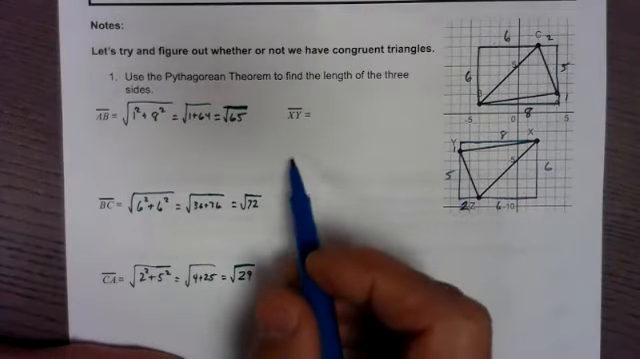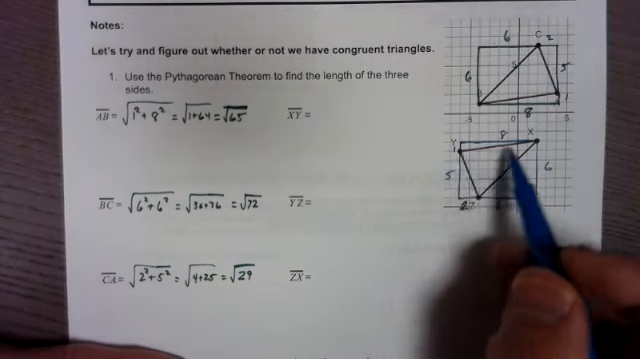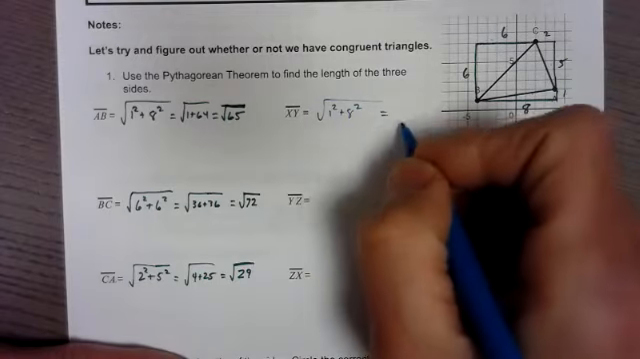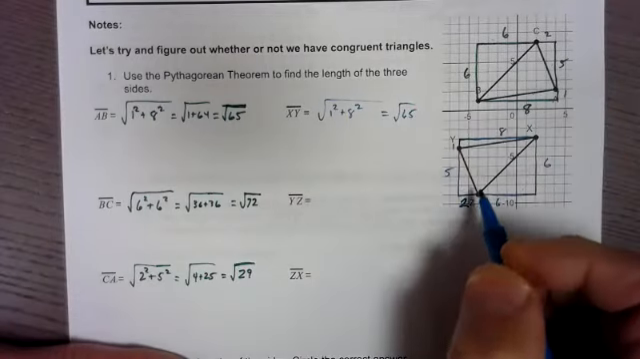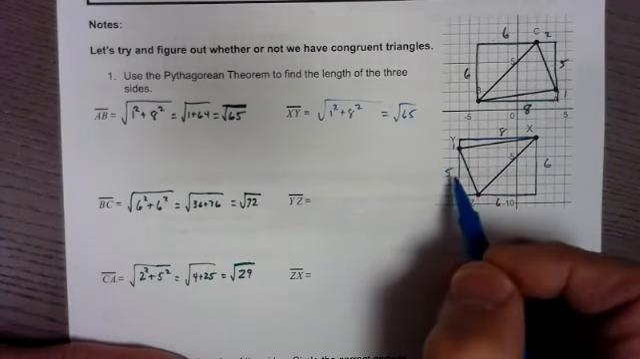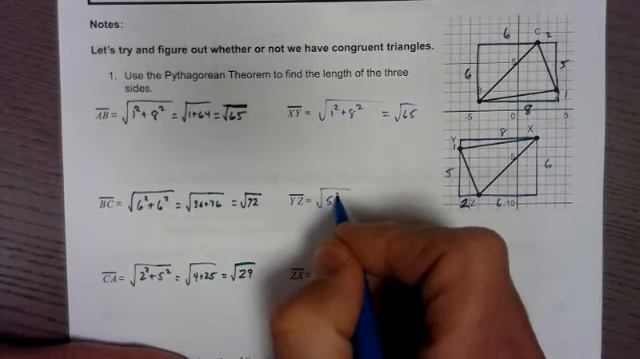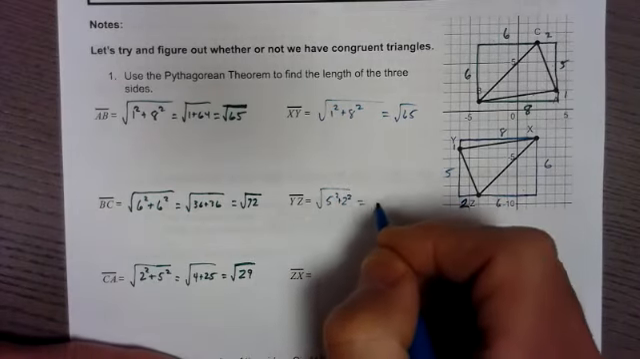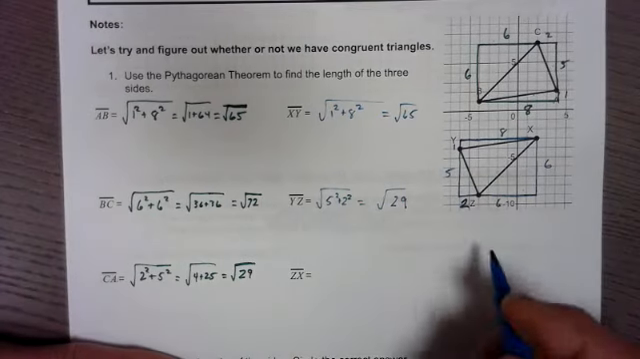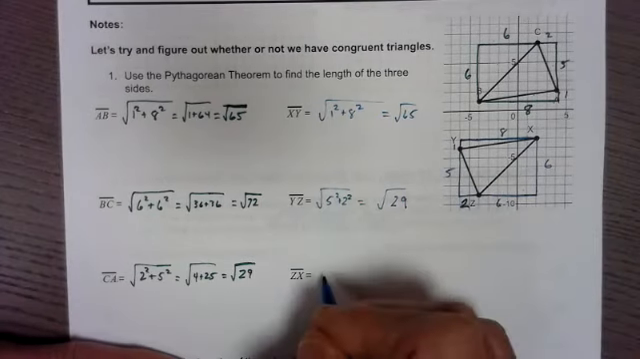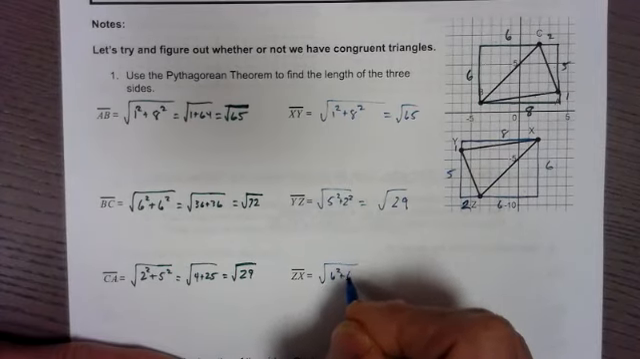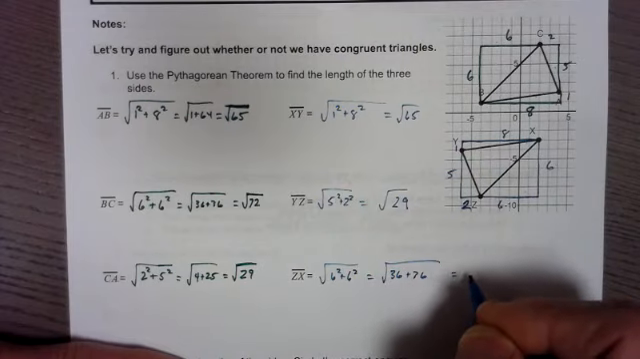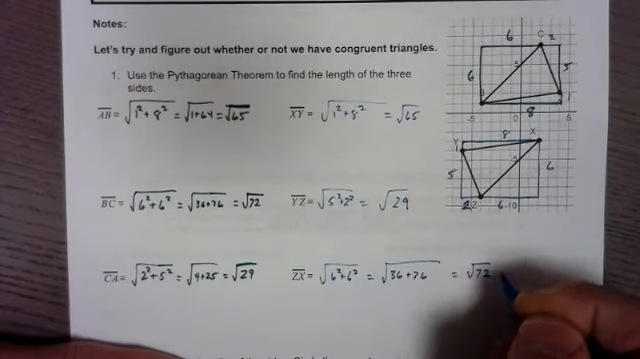All right. So now we have XY, which is right here. That's going to be the square root of 1 squared plus 8 squared, which, as we saw from over here, is equal to the square root of 65. And then YZ right here is 5 squared plus 2 squared. And as we saw down here, that's going to give us the square root of 29. And then let's see what else, 6 and 6. Square root of 6 squared plus 6 squared is equal to the square root of 36 plus 36, which is equal to the square root of 72.